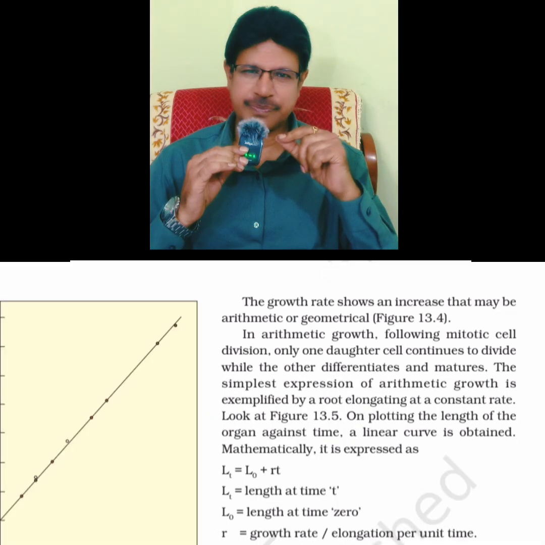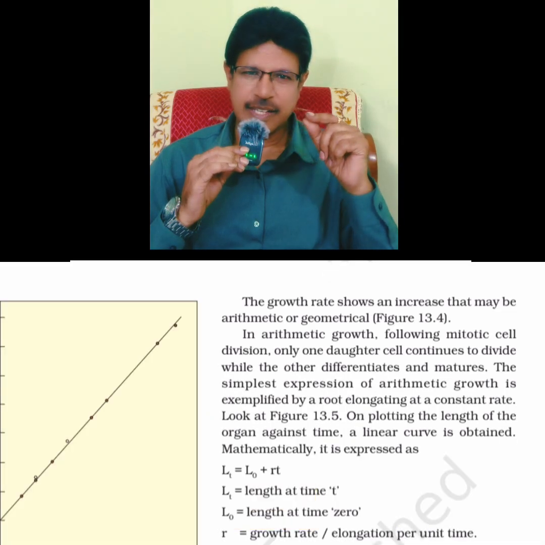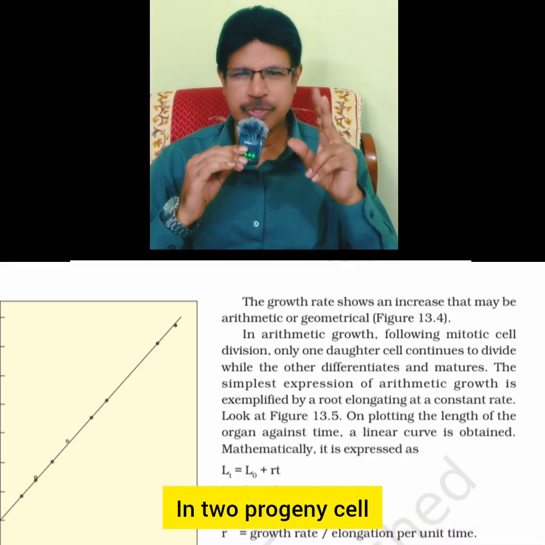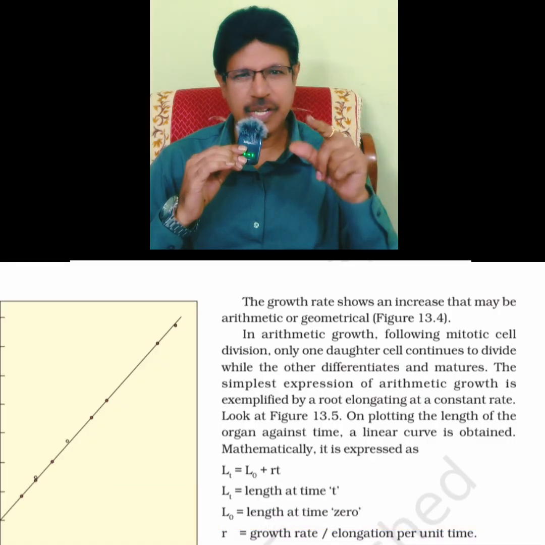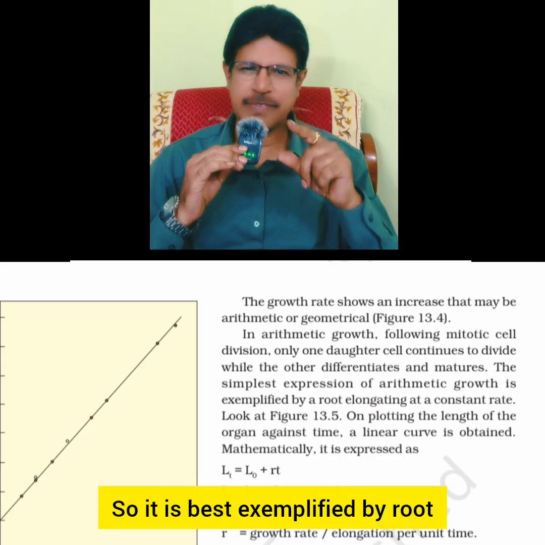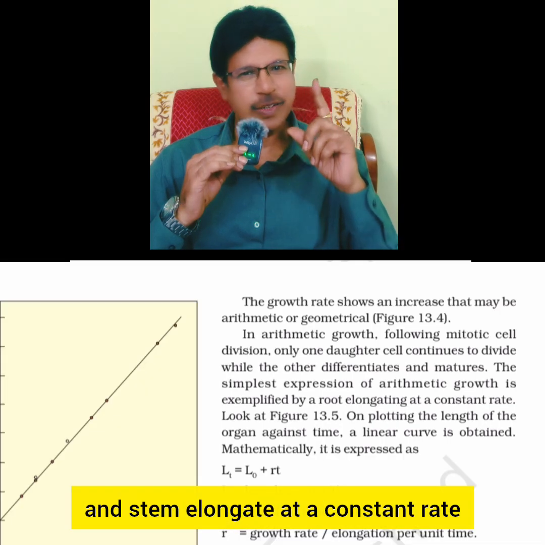Arithmetic growth: the parent cell divides into two progeny cells. Of the two progeny cells, one differentiates and matures, and the other is able to divide. So it is best exemplified by root and stem elongating at a constant rate.